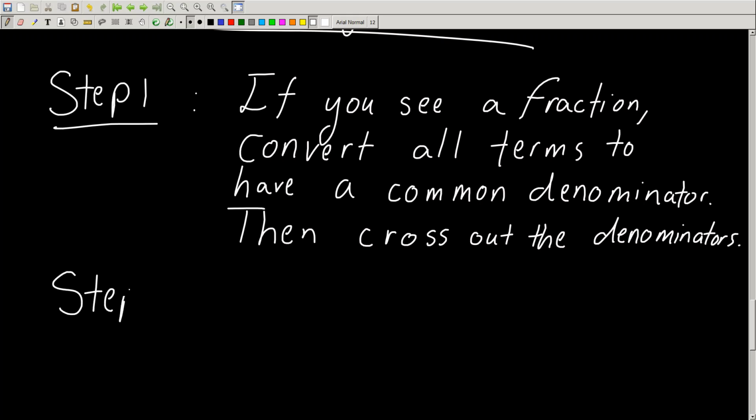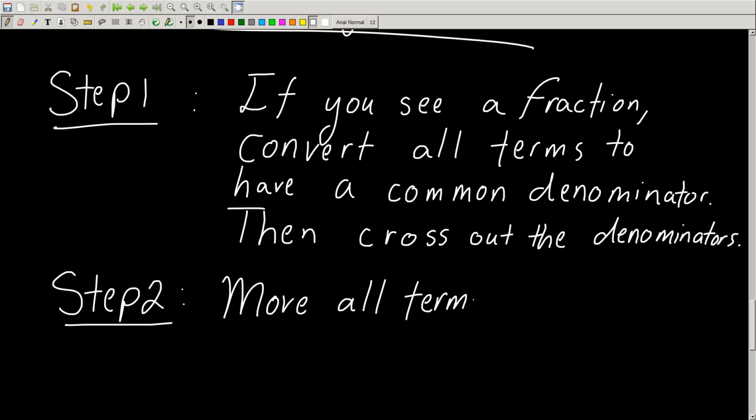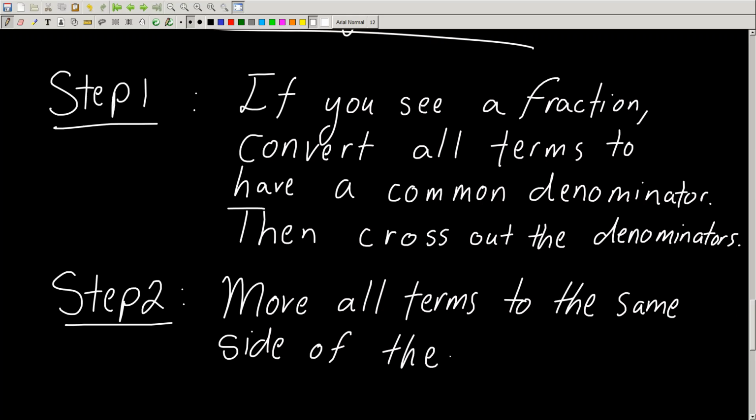Step 2. What we're going to do is move all terms to the same side of the equation. What this implies, guys, is that one of the sides is going to be 0.